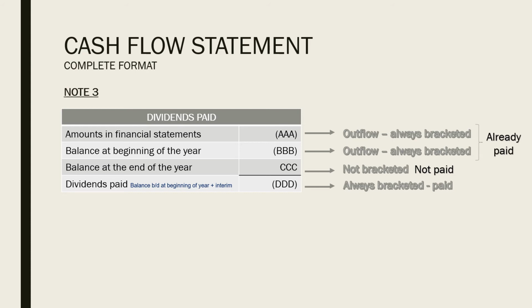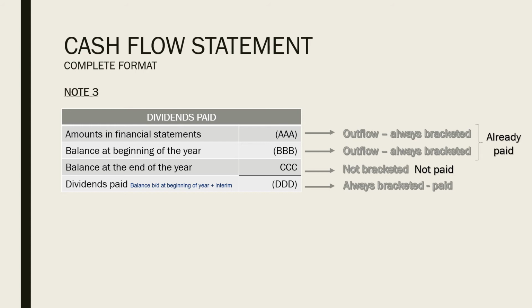Plus then during the course of the year, we will pay interim dividends. Should the directors declare interim dividends, they are obviously going to then declare and pay. Interim dividends, remember, is always declared and paid. So because it is paid, it also constitutes an outflow of funds.